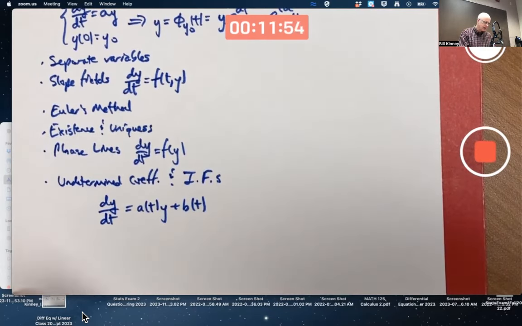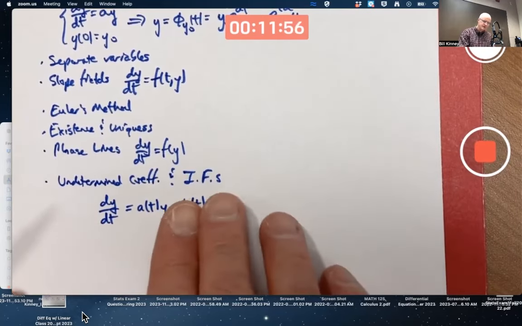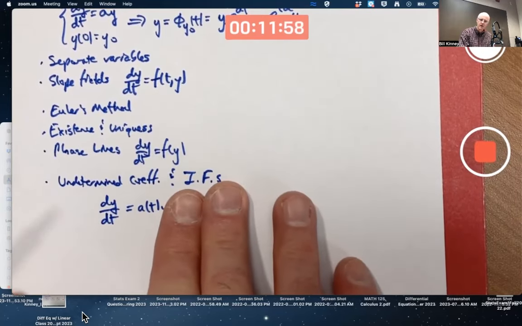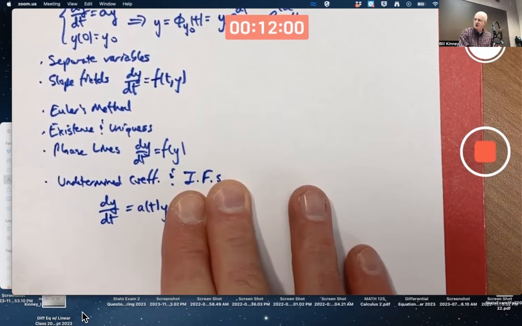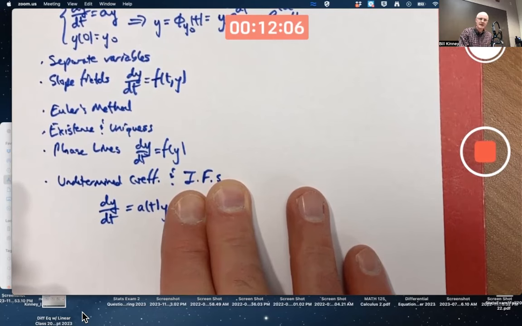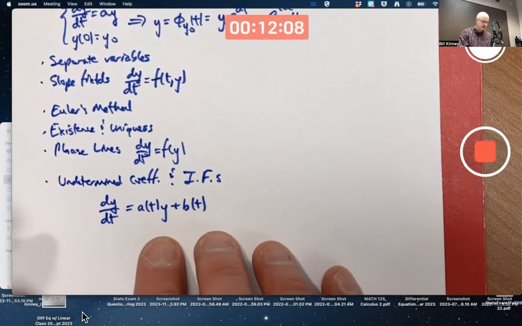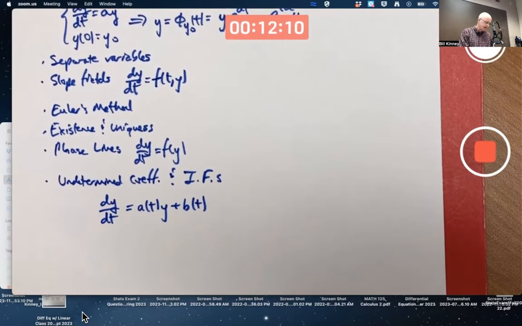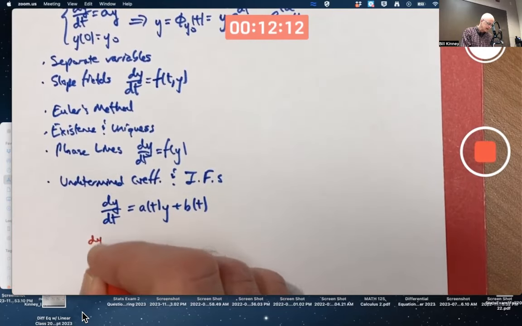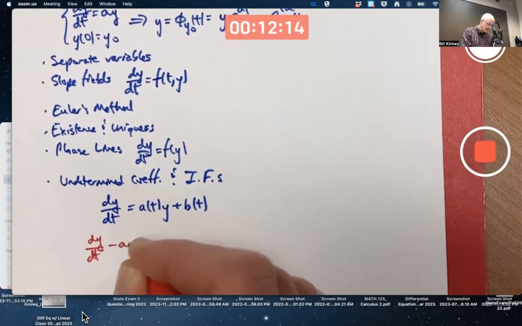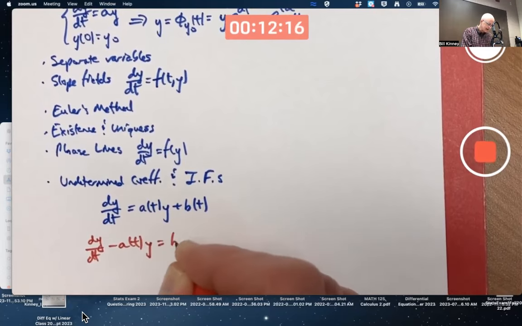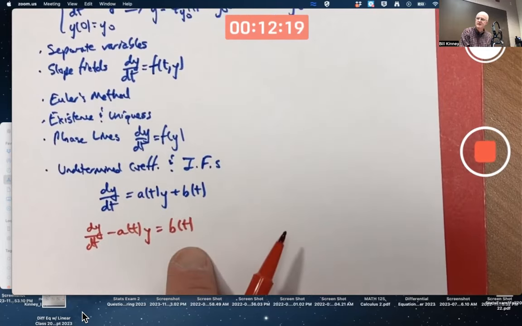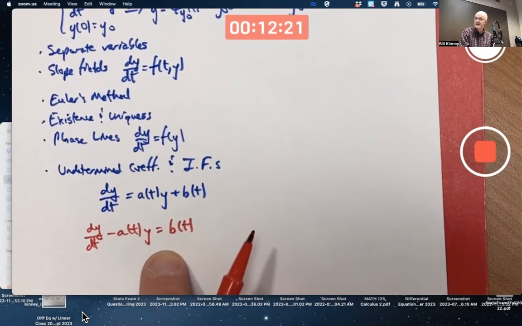With the undetermined coefficient approach, you consider the corresponding homogeneous equation where b of t is 0. Find yh by separation of variables, perhaps, or guessing in simpler cases. And then for the non-homogeneous equation, you write it in the linear operator form. Say subtract A of t times y from both sides and say, okay, based on the form of b of t, what should I guess for yp?